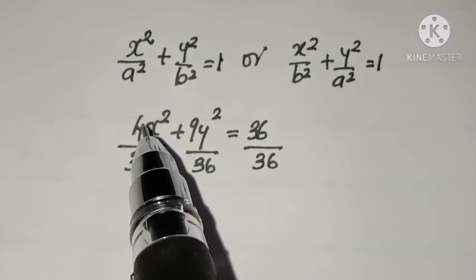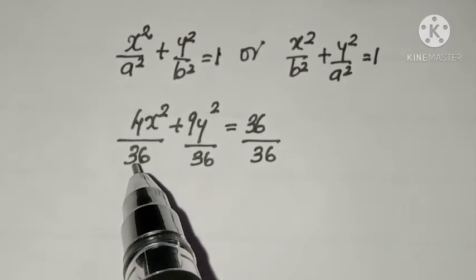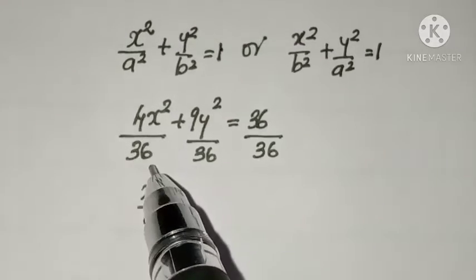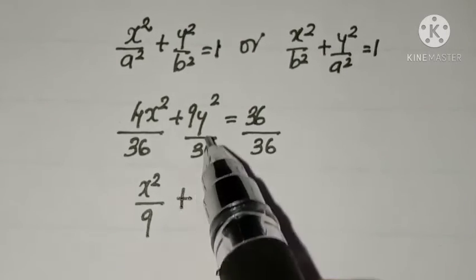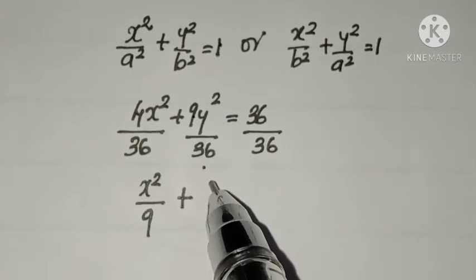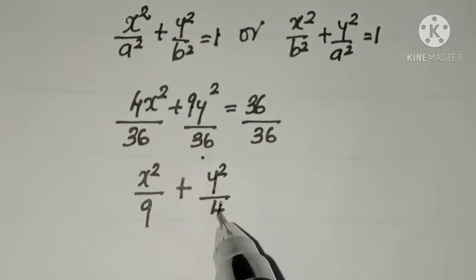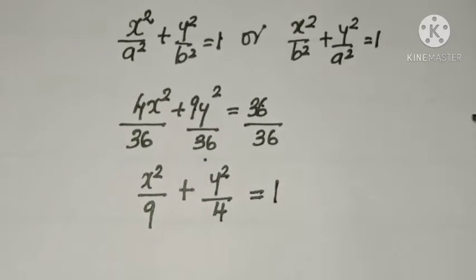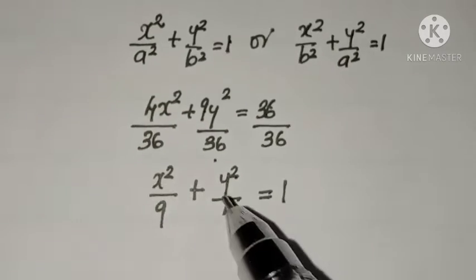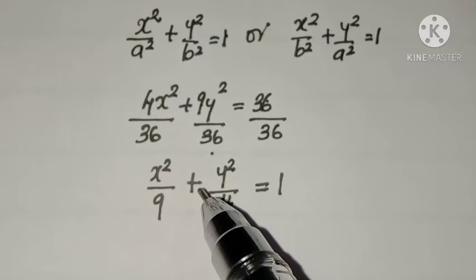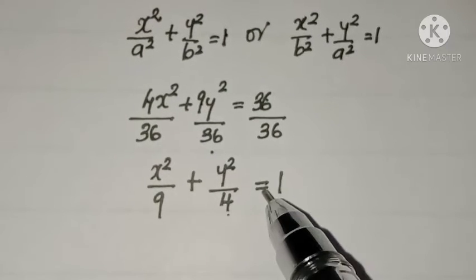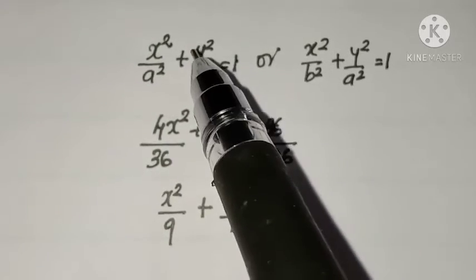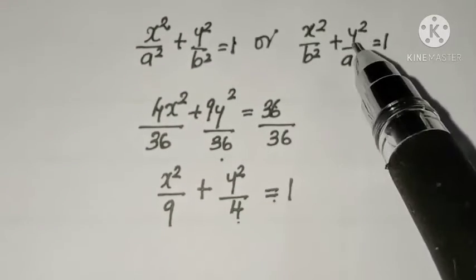Okay, so here we can cancel 4 and 36. 4 by 36 is 1 by 9. Here also 9 and 36 can be cancelled, so it is y²/4. 36 by 36 is equal to 1. So look here: x²/9 + y²/4 = 1. The given equation is converted into the standard equation of an ellipse.